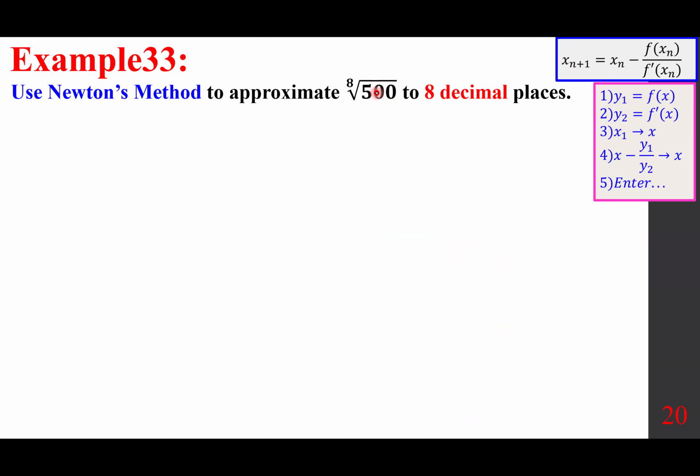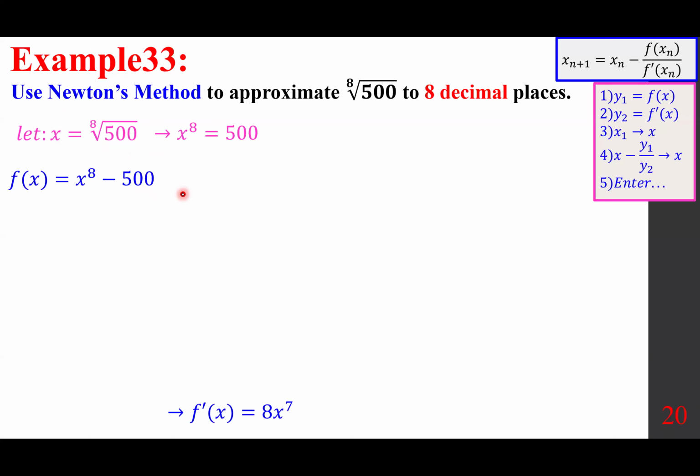So we let this one be x. It's important to start with this being x. If I raise this to the power of 8, this becomes 500. Bring them to the same side, and we call it f of x. So f of x is x to the power of 8 minus 500. In essence, you want the root of this function. You want the x-intercept of that function. So x gives us f of x, and f of x gives us f prime, which is 8x to the power of 7.